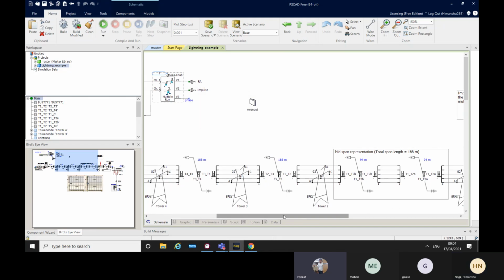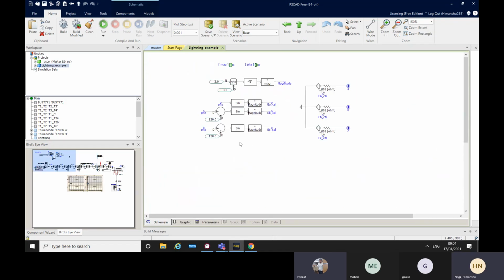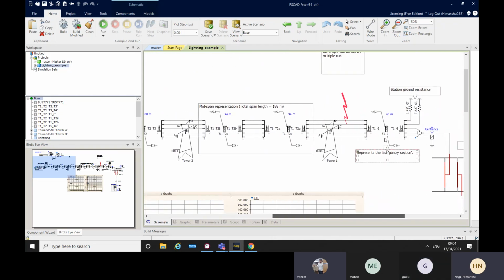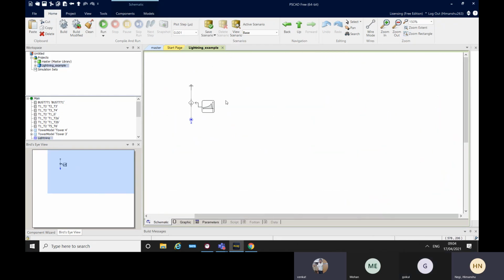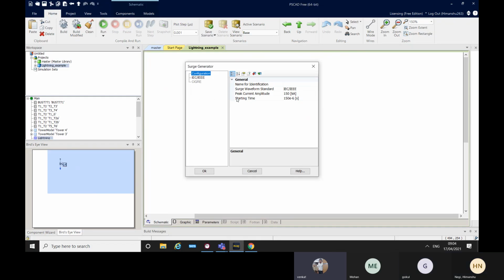Can you go back into the surge generator? Okay, here. The surge generator, the lightning one. Can you go inside this surge generator? The left side one. No, not this one. The right one. The waveform. Yes, that one. This is called the surge generator. Here, can you see this? Here he has given the peak amplitude as 150 kilohertz. But here he should give the signal as impulse.